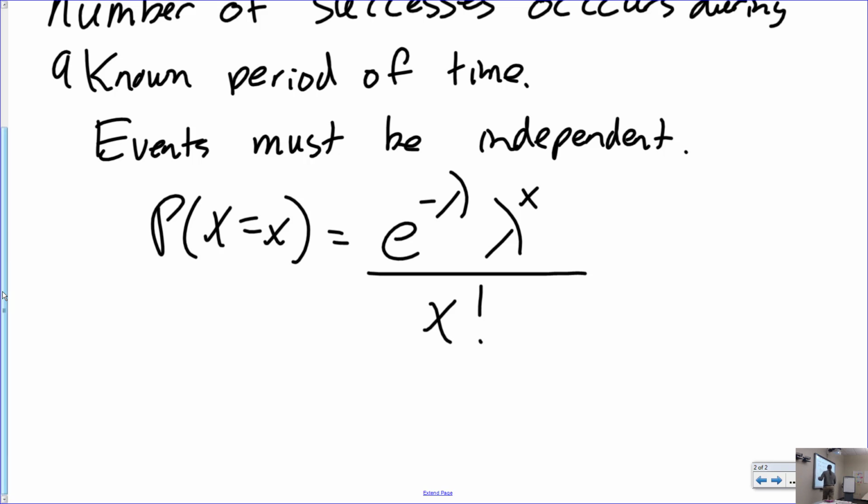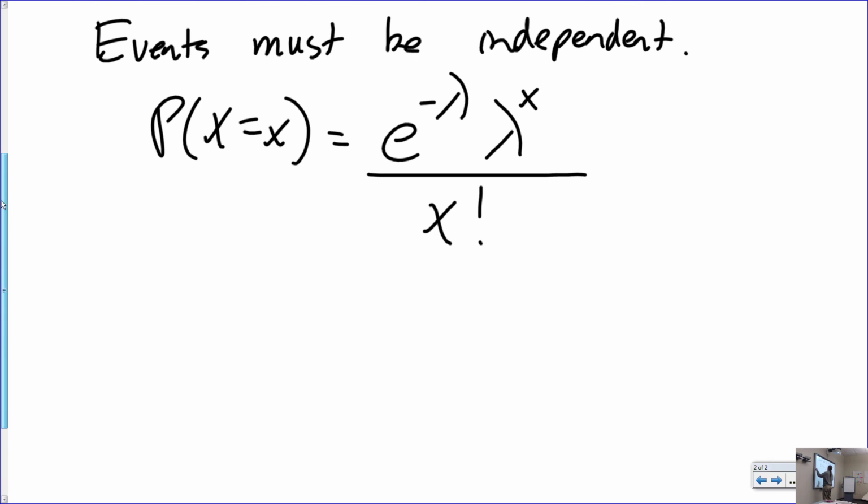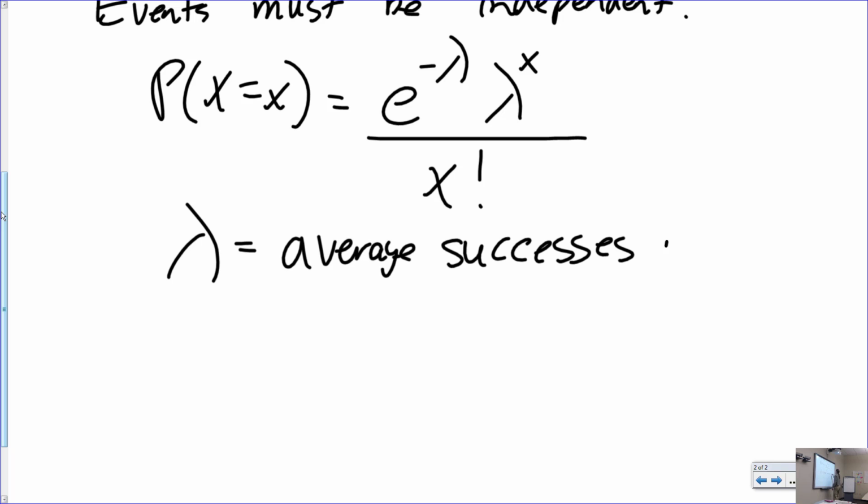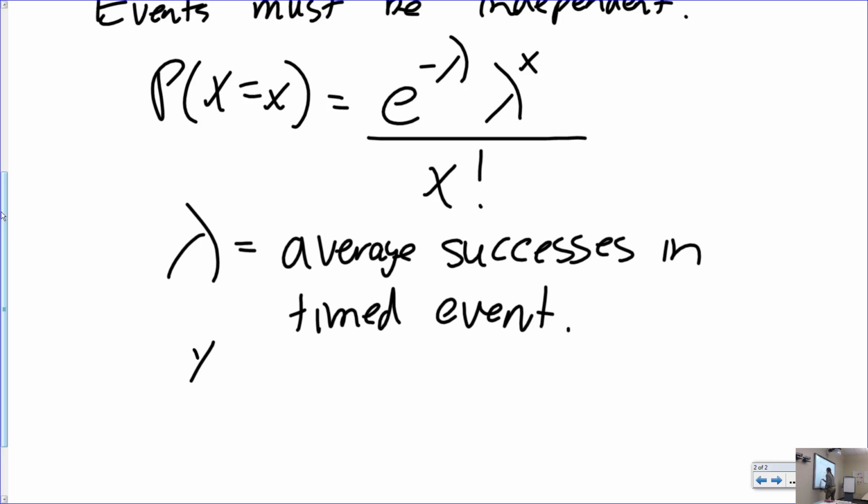So what's lambda? Lambda is a Greek letter, yes, very good. It's the Greek L, if you will. So lambda is the average number of successes that you expect to get in a regular event. And of course, X is the number of successes desired.